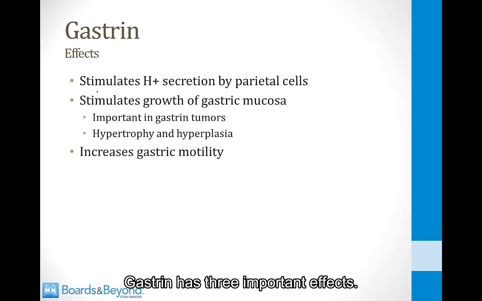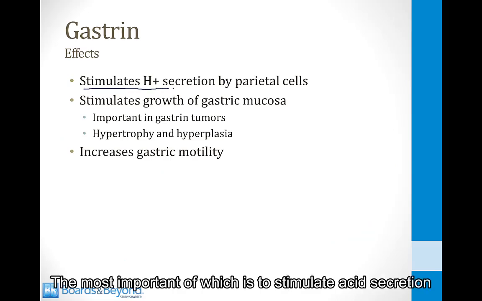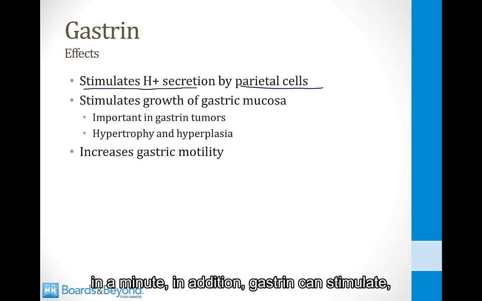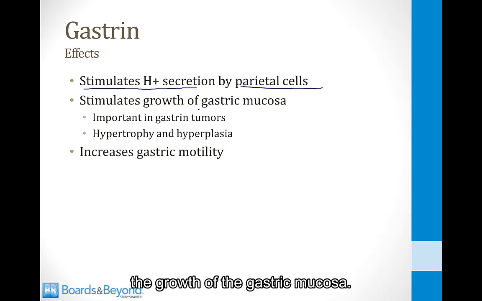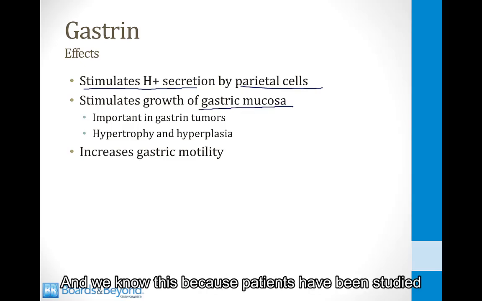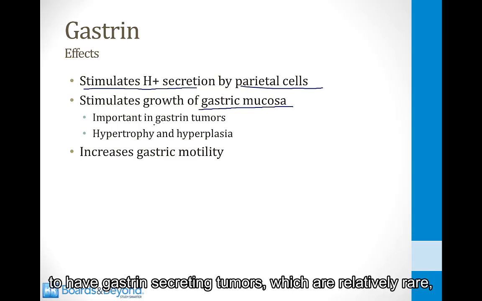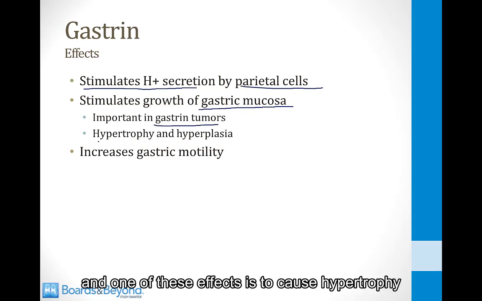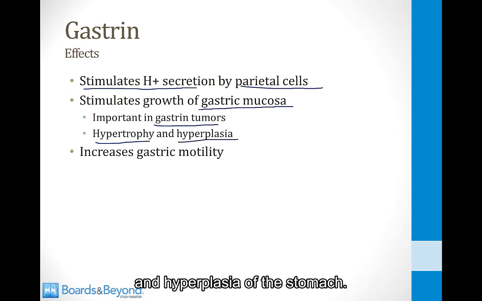Gastrin has three important effects, the most important of which is to stimulate acid secretion by the parietal cells, and we'll talk about that in detail in a minute. In addition, gastrin can stimulate the growth of the gastric mucosa, and we know this because patients have been studied who have gastrin-secreting tumors, which are relatively rare, but they have a number of effects that we'll talk about later, and one of these effects is to cause hypertrophy and hyperplasia of the stomach.